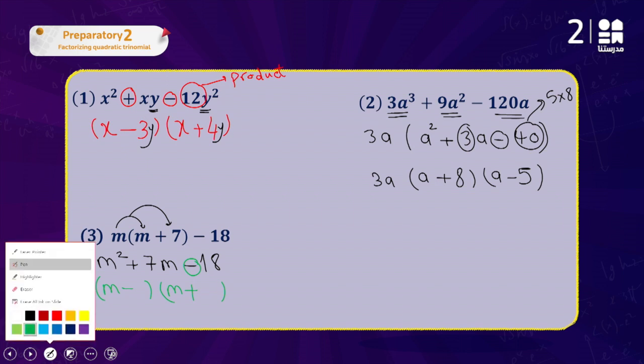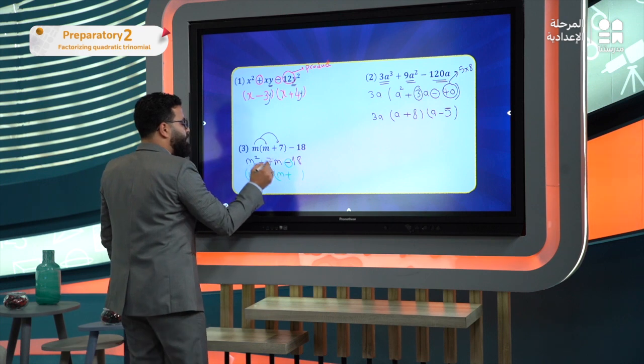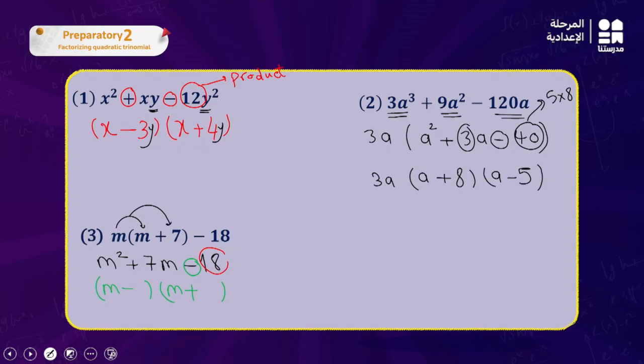What are the two numbers? Their product is 18 and the difference is 7. 2 multiplied by 9 is 18 and the difference is 7. So the 9 will be here and the 2 here. Why, Mister? Because the greater takes the middle sign. The larger one goes next to the sign of the middle term.